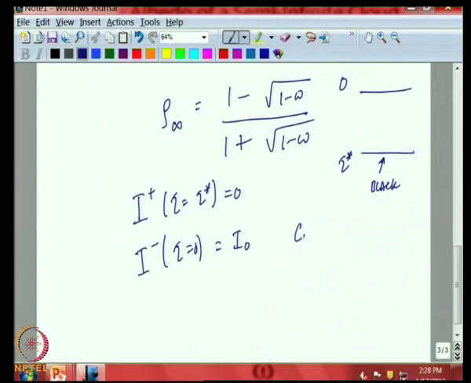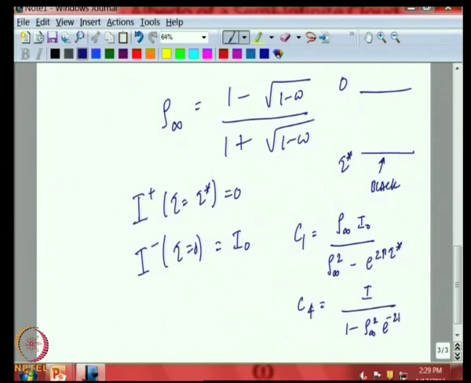and you will get C 1 as rho infinity into I 0 by rho infinity squared minus e to the power of 2 gamma tau star, and C 4 as I 0 by 1 minus rho infinity squared e to the power of minus 2 gamma tau star. So, this completes the total solution, but the final interest in this problem is to get an expression for reflection of this layer, which is scattering, and the transmission.